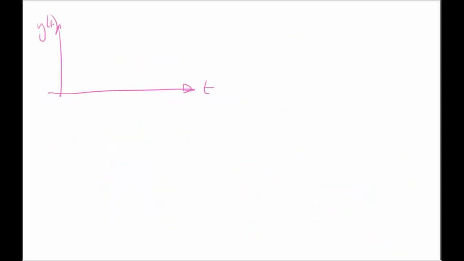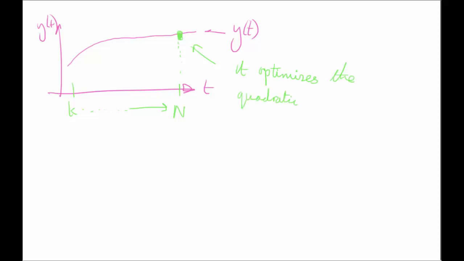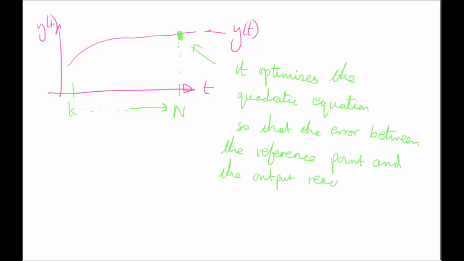So as I was saying there, you have your output values at k to n. So n being your last value in your prediction horizon, where the longer your prediction horizon is, the more accurate your system will be, as it can predict the bad stuff that will be happening in the future. So it optimizes the quadratic equation so that the error between the reference point and the output reaches 0 as soon as possible.